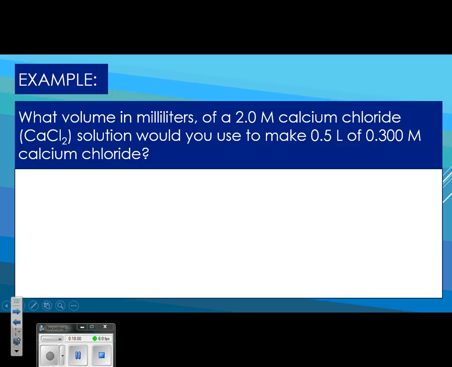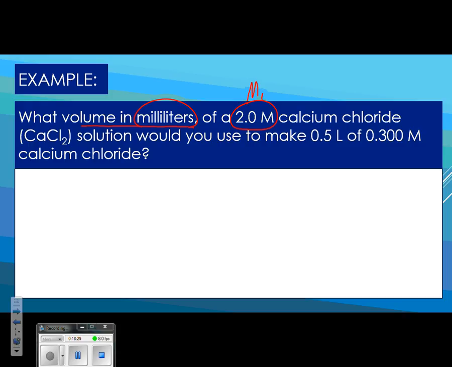Okay, so where did I put my pen? I keep bringing them over here. All right. So what volume in milliliters? So I'm looking for volume in milliliters. That's important, milliliters. Of, here's something I'm using. I'm going to call that M1. That's the molarity one. Of calcium chloride solution. Okay, I really don't need to know that for a dilution equation.